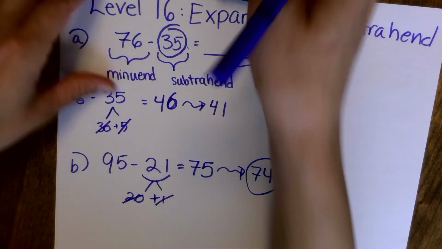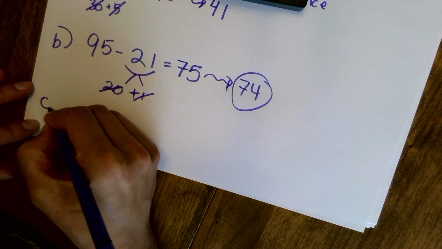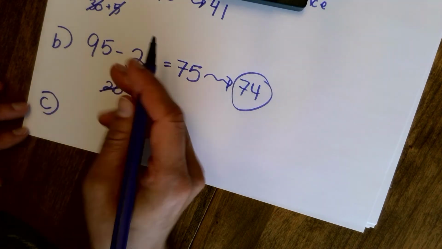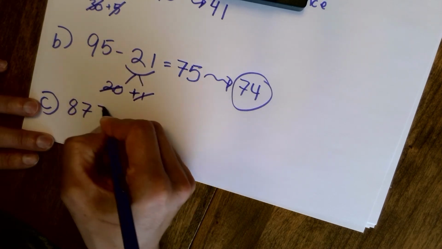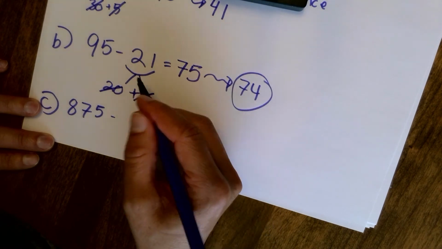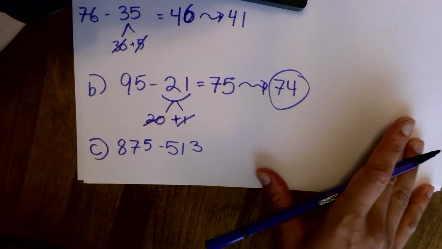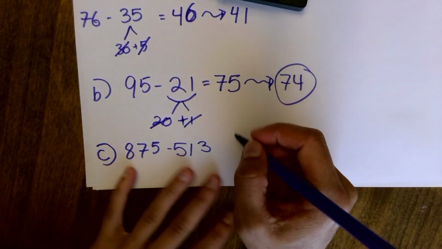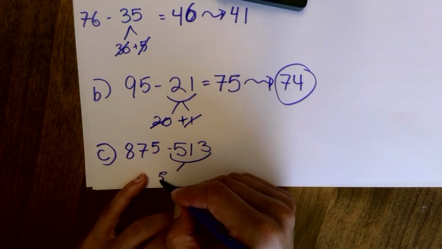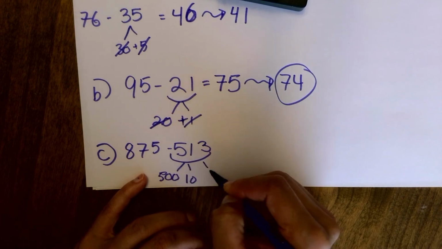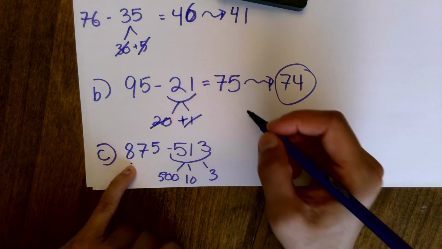Let's try one larger number. If I can fit it in the bottom here. Okay, so if I go 875 minus 513, you'll notice that a lot of these don't have any regrouping. 513, okay. I can take this and subtract it into 500, 10, and 3.